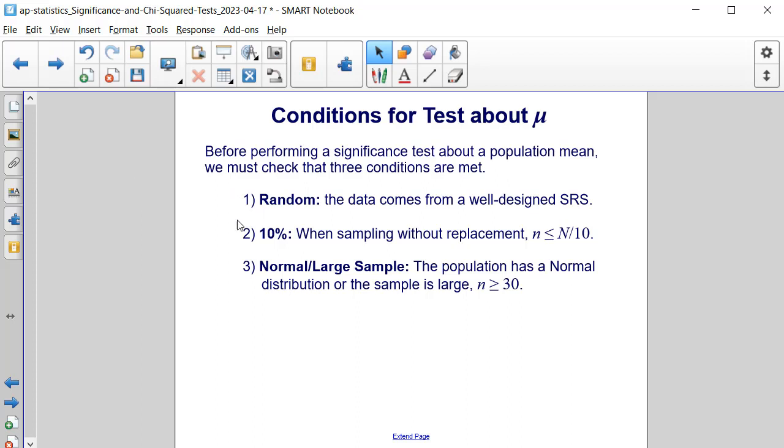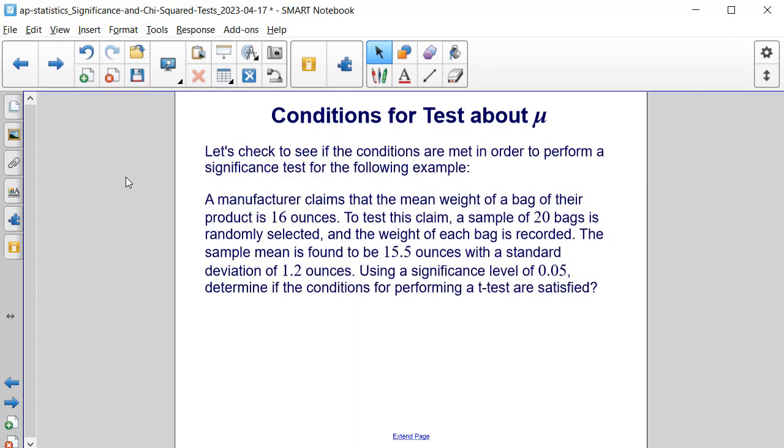Before performing a significance test about a population mean, we must check that three conditions are met. First, it has to be random. The data comes from a well-designed simple random sample, or SRS. Condition number 2 is 10%. When sampling without replacement, the sample size must be less than or equal to the population size divided by 10. And condition number 3 is normal or large sample. The population has a normal distribution, or the sample is large, meaning that the sample size must be greater than or equal to 30.